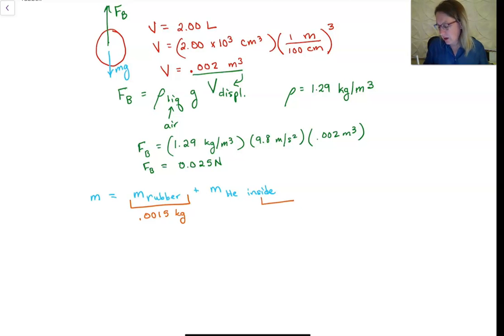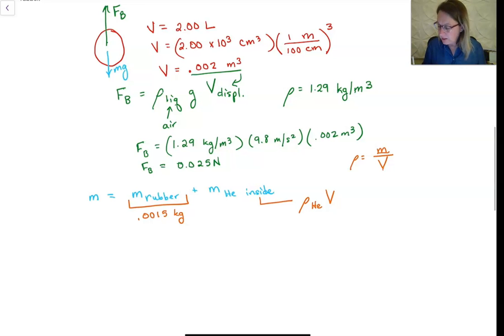The mass of the helium inside would be density of helium times the volume, right? Because density is mass over volume. And so to find the mass of helium, we already know the volume, we just need the density of helium. And the density of helium is 0.18 kilograms per meter cubed. Notice it's significantly smaller than the density of air. And the volume that we had was 0.002, so this is going to be really small. And so mass of the helium is this multiplied by our volume, right? That's how much helium we had. And I calculate that to be 0.00036 kilograms. So less than a gram.